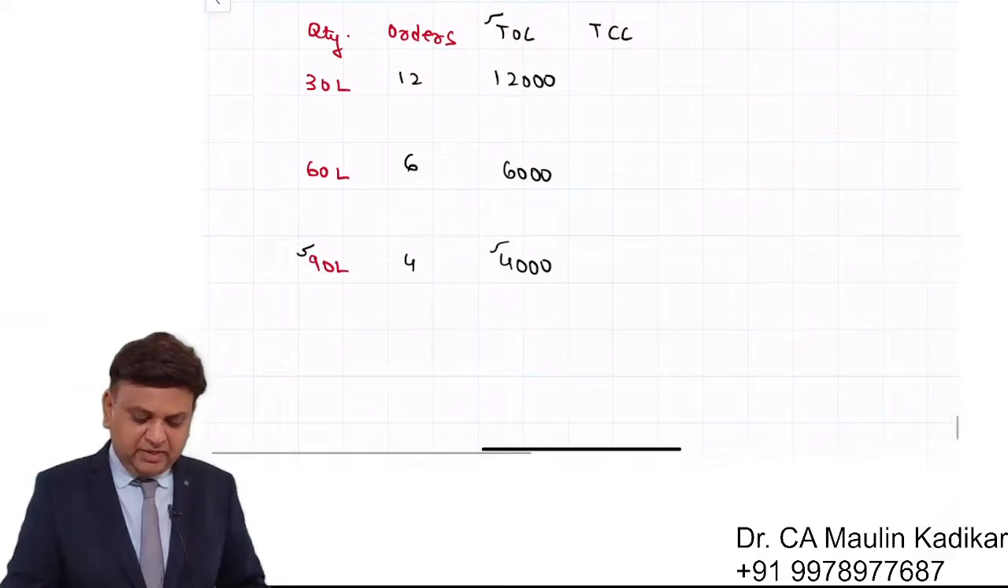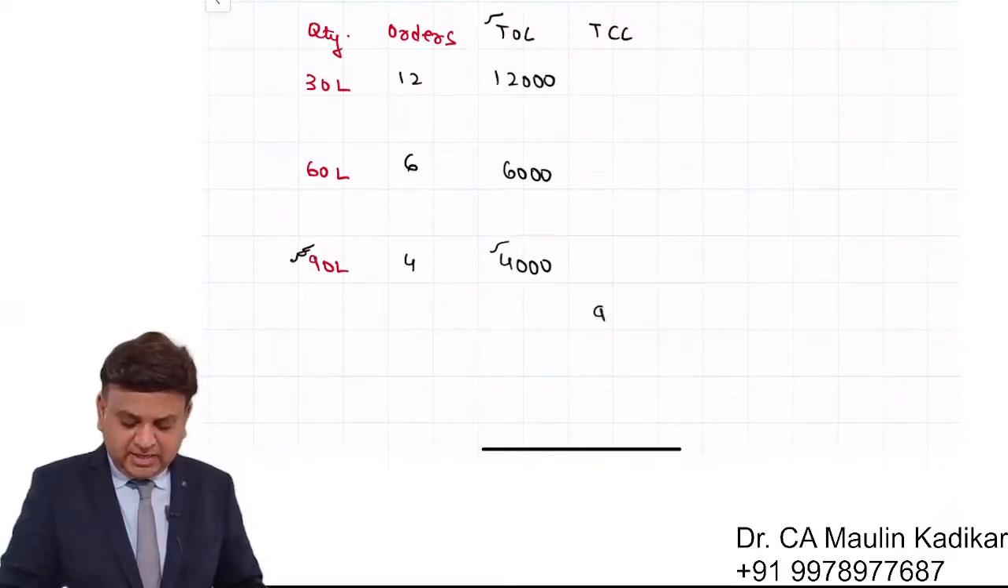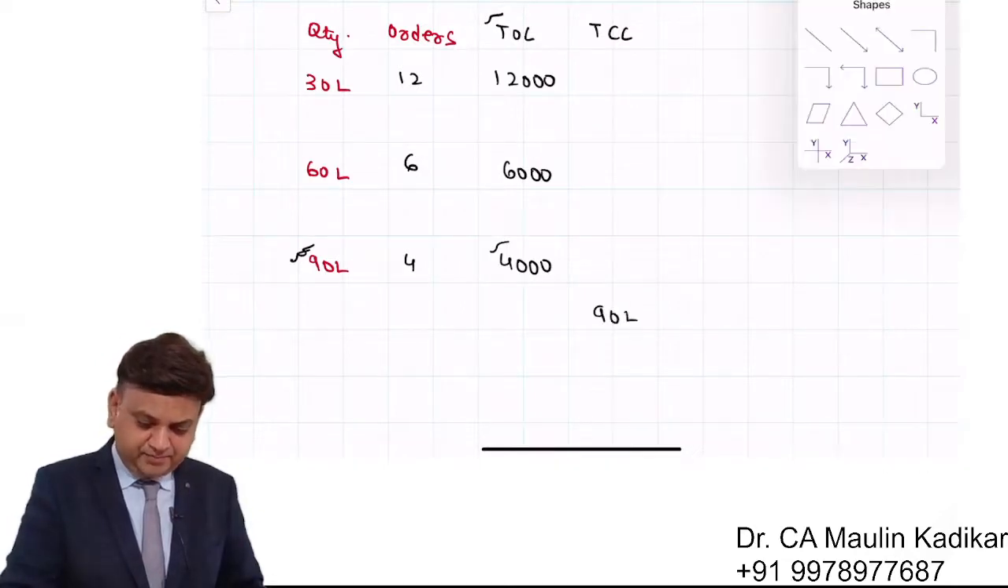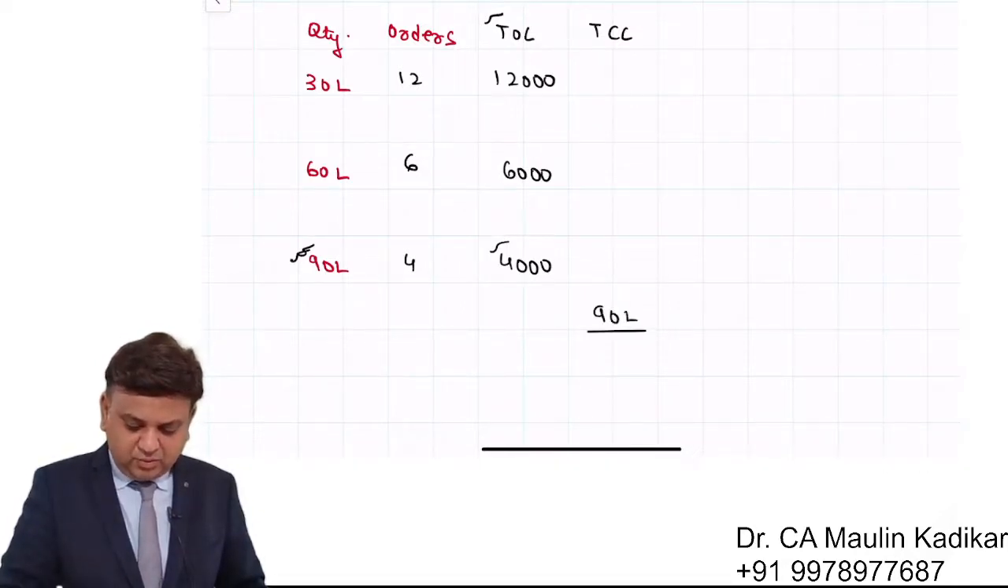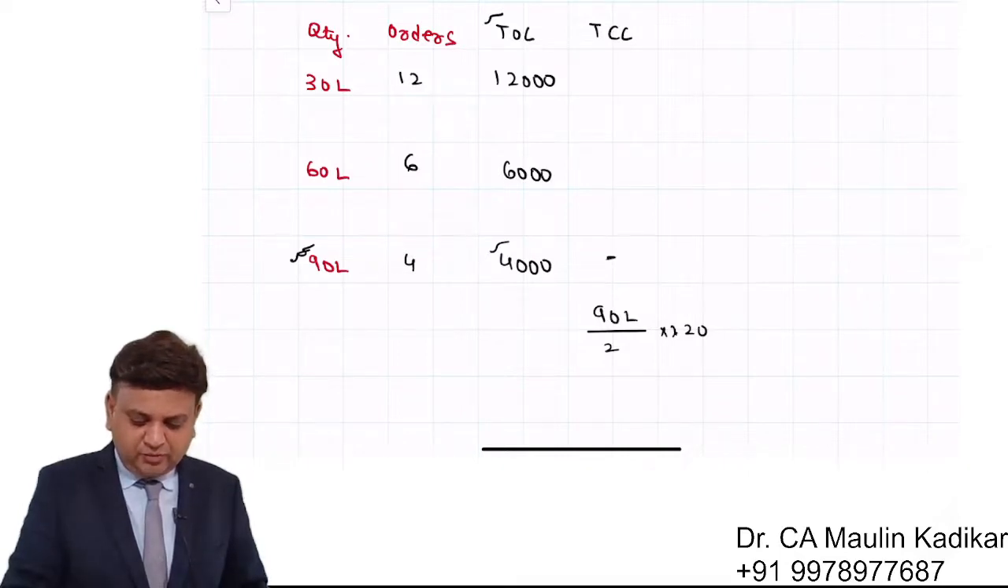So if we place an order for 90 lakh units, then the total carrying cost will be 90 lakhs divided by 2 into 1 rupee 20 paise. So 90 lakhs divided by 2 is 45 lakhs, into 1.2, that comes to 54 lakhs.